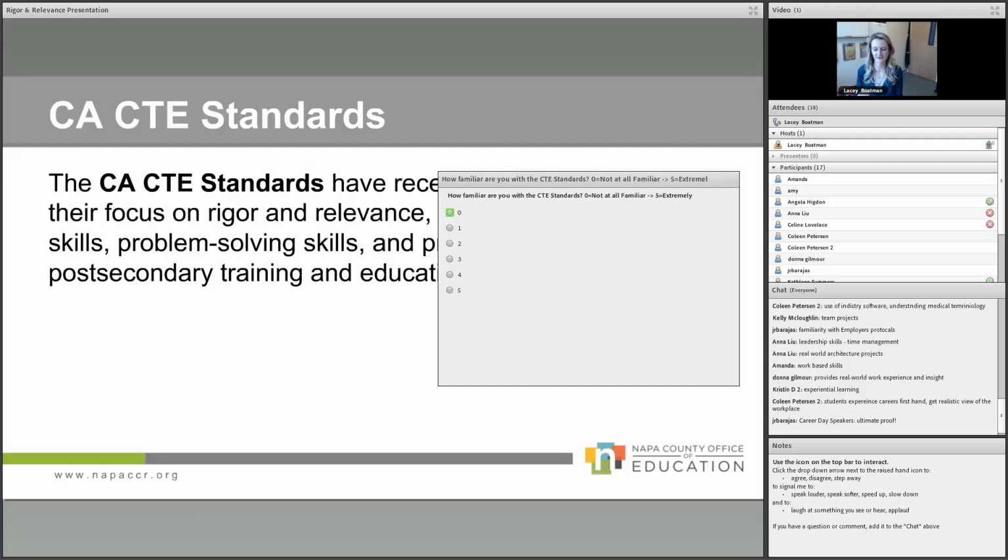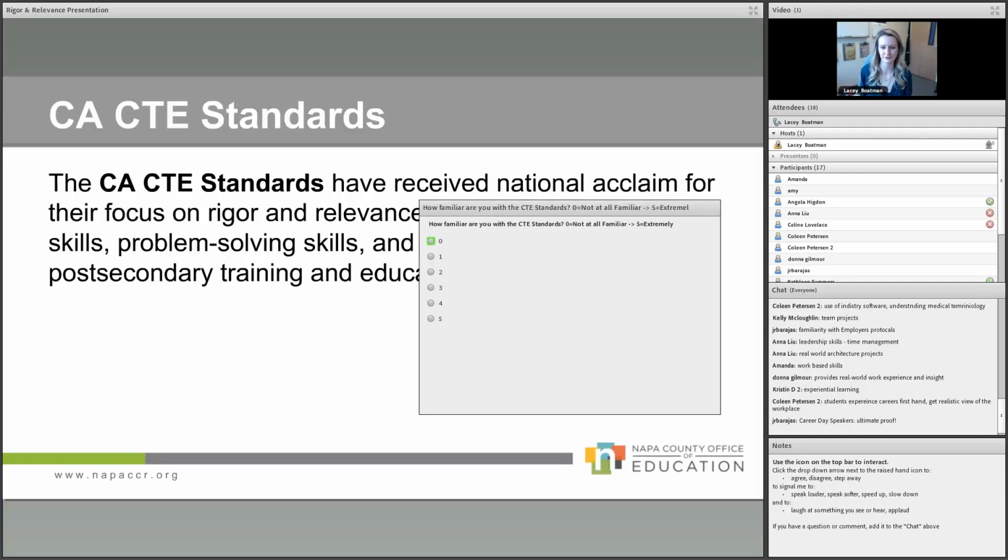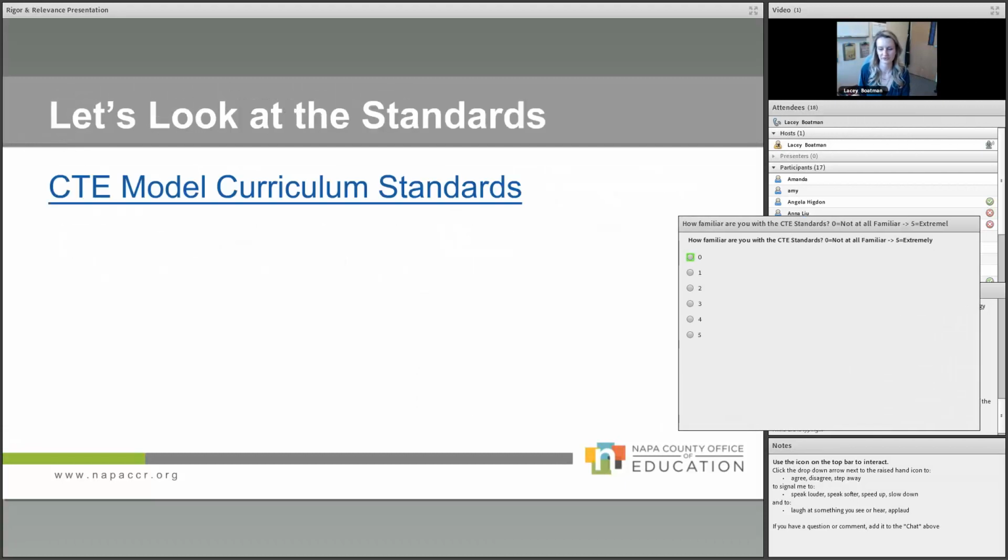Give you a few more minutes to share your thoughts. It's great that we have so many people who are very familiar with the standards. That's excellent. And it's okay though if you're not familiar. That's all right. That's why you're on here and you're trying to learn and grow. That's good. Okay, I'll keep this up just for a second if you want to share.